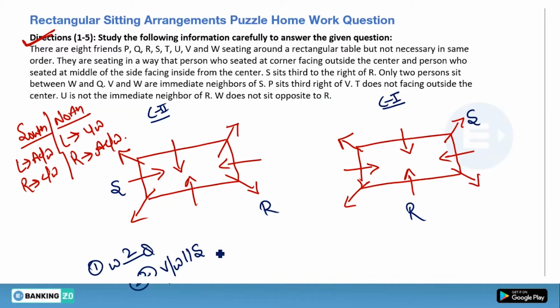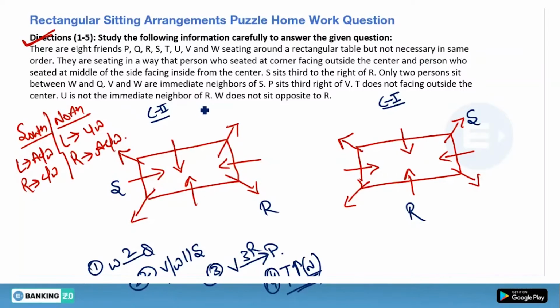P sits third to the right of V. We don't know the confirmed place of V, so we have to make it a footnote. From V, P is third right. T does not face outside the center, so T must be in the middle. Just make it a footnote: T is facing north.